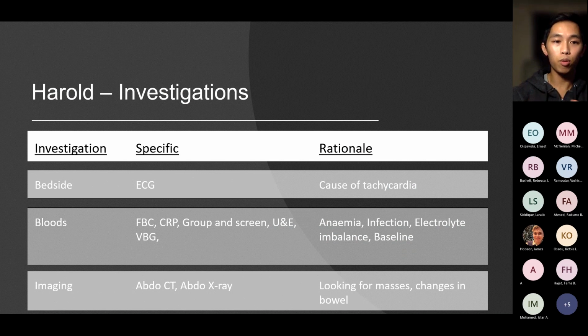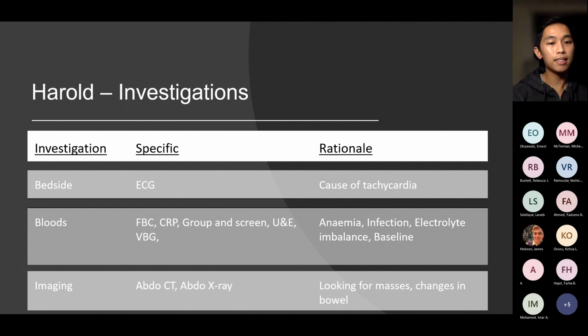So we want to order some investigations, which can be divided into bedside, bloods, and imaging. For our bedside, we want to order an ECG to rule out any arrhythmias and to make sure that his tachycardia isn't concerning. In terms of the bloods, again, we want to rule out an anemia, an infection, an electrolyte imbalance, and also to get a baseline in case we want to do further interventions down the line. Next, imaging. This can be done either with an abdo-CT or an abdo-X-ray to look for changes in the bowel and to look for any obvious masses.